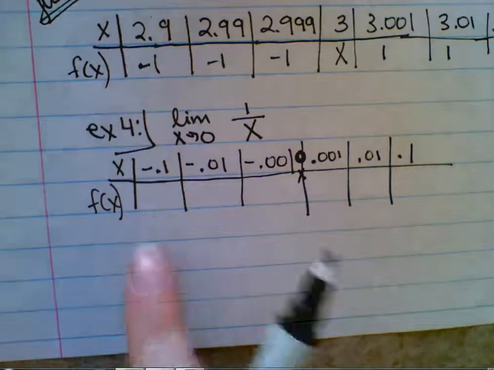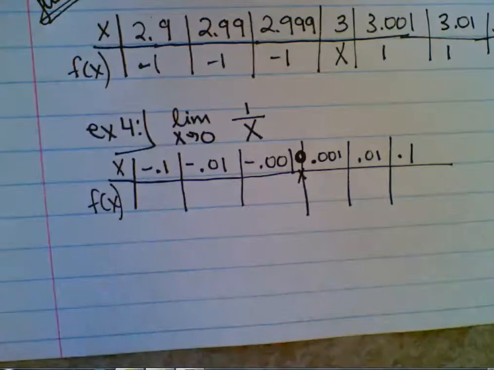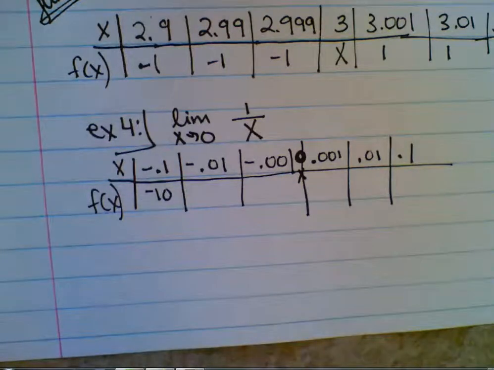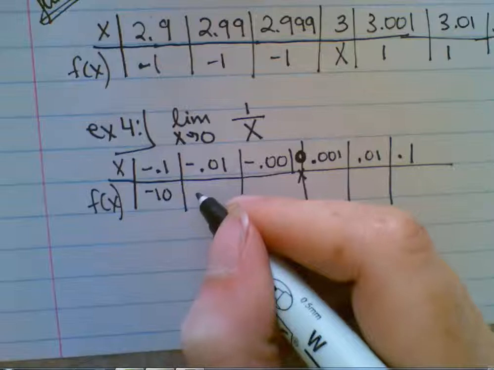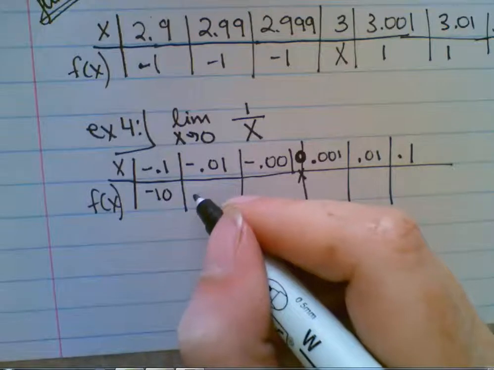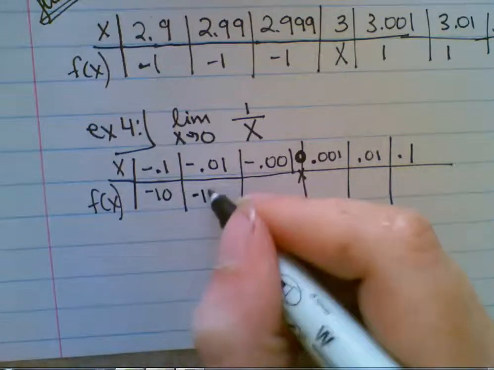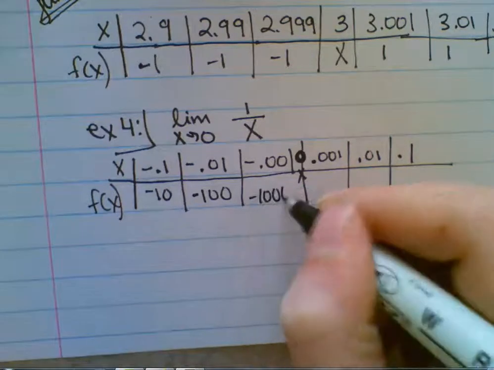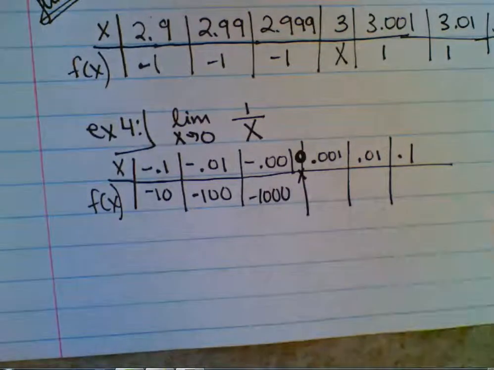Abby, what did you get for negative 0.1? Negative 10. Negative 10, good. Connor, what did you get for negative 0.01? Negative 100. Don, what did you get for negative 0.001? Yep, negative 1,000. So here you have your asymptote where it's approaching negative infinity, right?